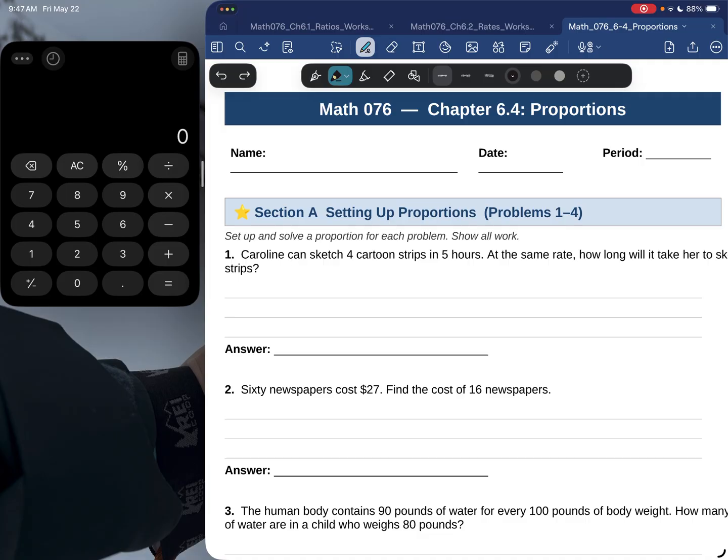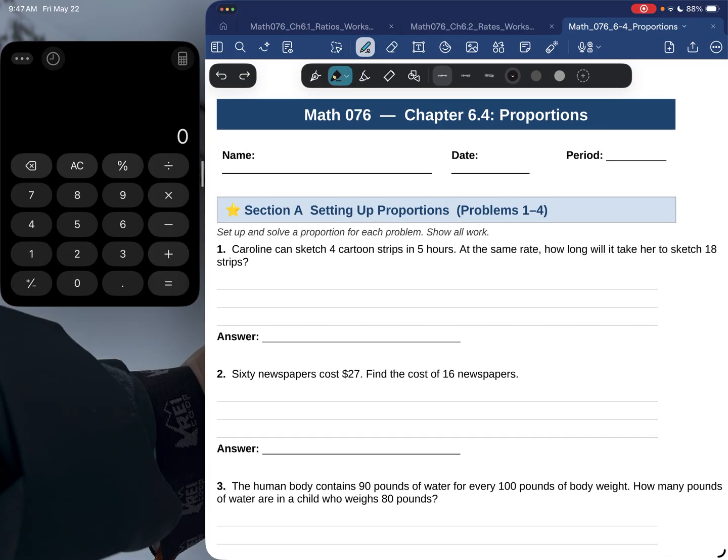It says, Carolyn can sketch 4 cartoon strips in 5 hours at the same rate. So it says at the same rate, it's a proportion. It's the same rate that she could do for the other one. How long will it take for her to sketch 18 strips?